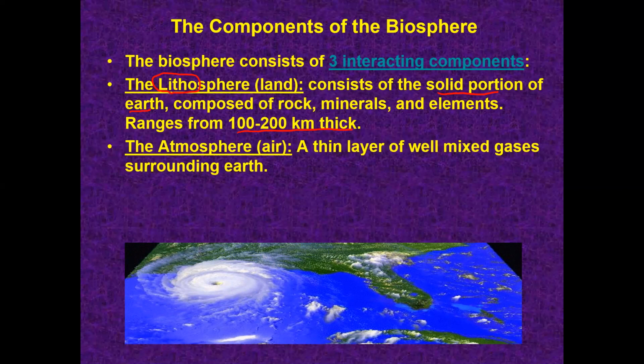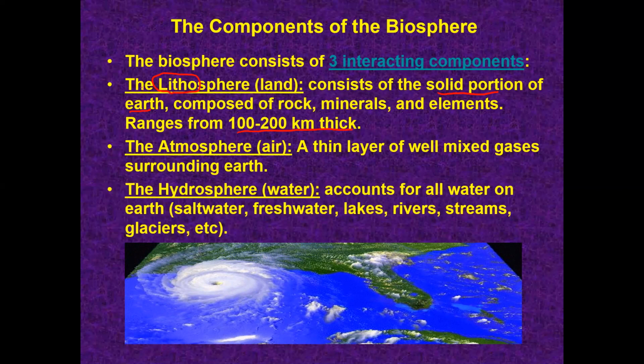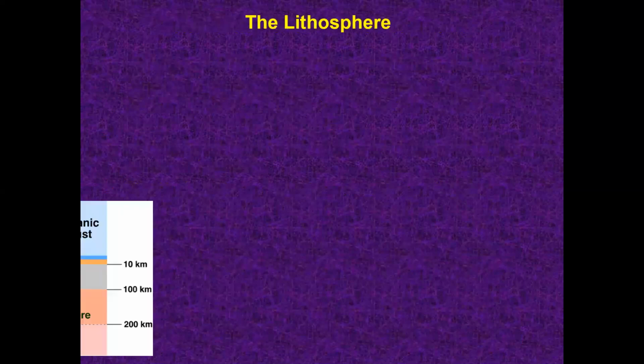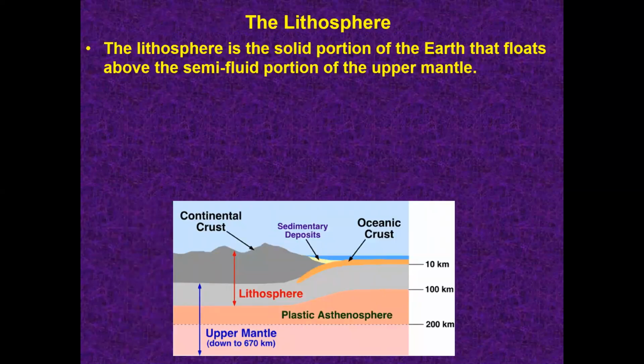Okay, so the atmosphere, thin layer of well-mixed gases. And the third component of the biosphere is hydro. So all the liquid components of the biosphere. So the lakes, streams, glaciers, and so on and so forth. Okay, so let's take a look at them a little bit more. Lithosphere. Okay, plate tectonics. That solid portion.